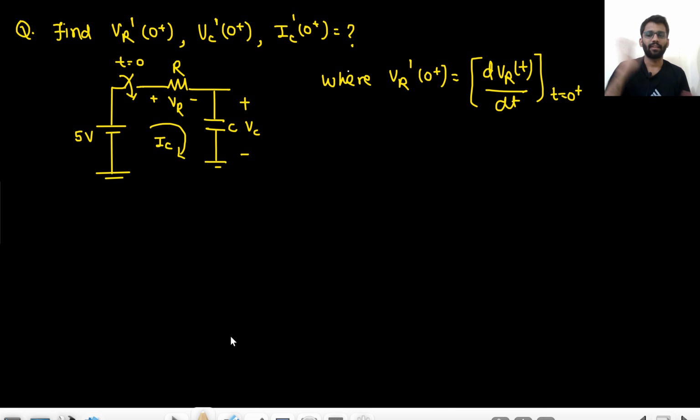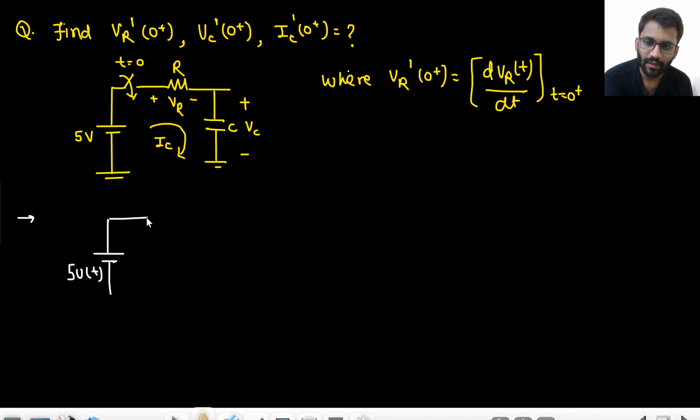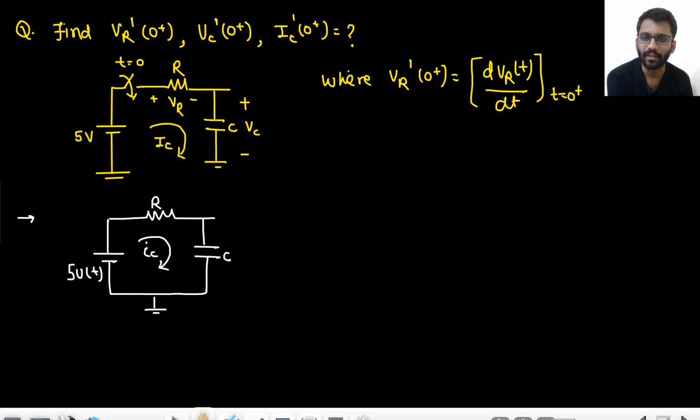So from where I should start? Let's start with the simple equation. Let's just break down the circuit now. How will the circuit look? The switch is getting closed at t equals 0. I will write 5u(t), at t equals 0 plus they are asking. Both are grounded. You can make them like this and then make it ground. R and C. There is this current IC flowing. Capital IC they are calling it, so I will also write capital IC.